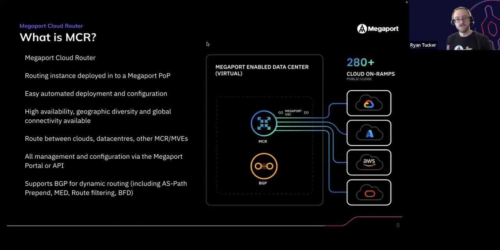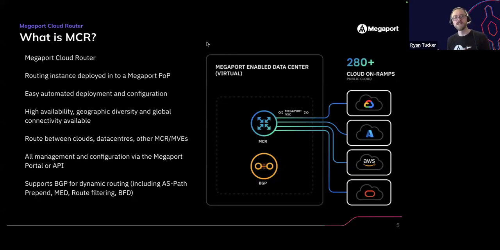So a lot of customers use it to route between clouds. Some customers also use it to route between data centers or other locations. Some customers connect together multiple MCRs to build out network architectures within Megaport's environment to sort of facilitate global deployments if they've got resources in different locations. So there's all kinds of use cases.